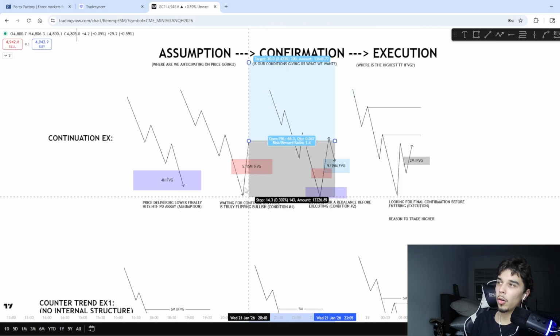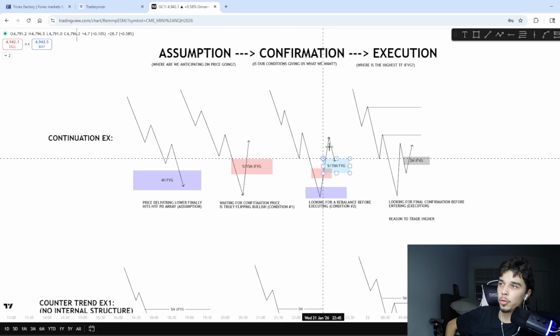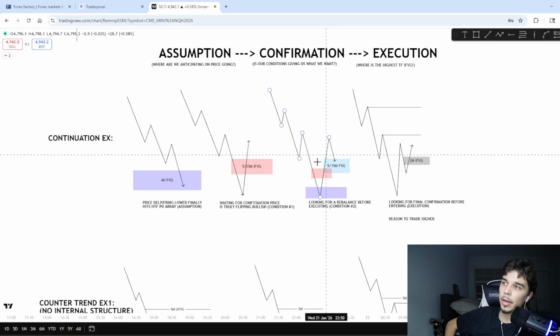Why? Because this RR is going to give us absolutely terrible results, right? So what do we want to do? We want to wait for a better entry. We want to wait for price to rebalance out this leg. So we come down and hit our second condition.